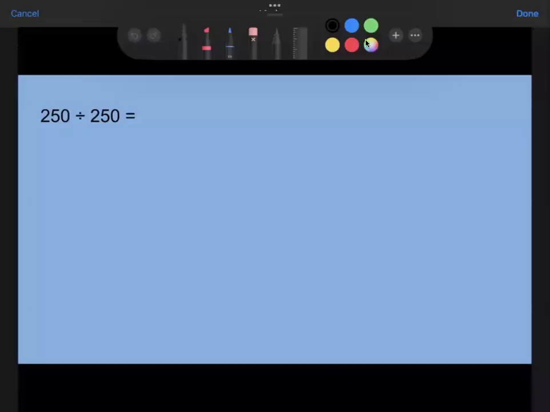All right, here is our next one. We're going to take 250 and divide it by 250. Okay, so if you are familiar with division and the rule that any number divided by the same number is equal to 1, then you already know the answer to this. It would be 1. But let's play it out just to see.